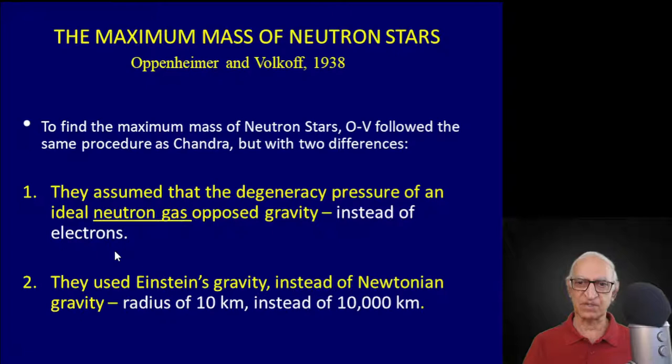Chandrasekhar assumed that a white dwarf can be described within the premises of Newtonian gravity. A white dwarf of a solar mass has a rather large radius of about 10,000 kilometers. And with that radius, the gravity is not strong enough to warrant any deviation from Newtonian gravity. But when you're dealing with a neutron star whose radius is not 10,000 kilometers but a mere 10 kilometers, then gravity is much, much stronger. And therefore, Oppenheimer concluded that one must describe the gravity in a neutron star using Einstein's general theory of relativity and not Newtonian theory of gravity.